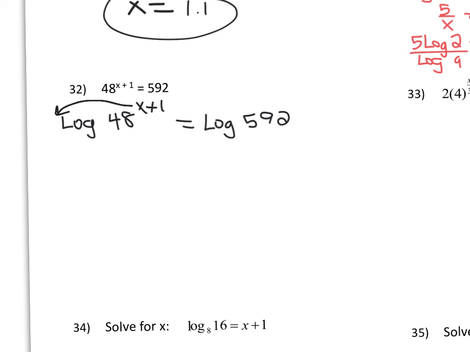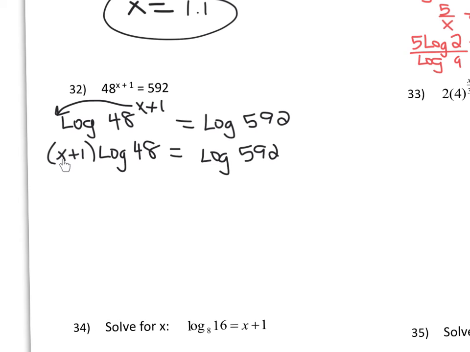Okay, so when we do, make sure you put that actually in parentheses, because you want this whole thing times log of 48. Okay, and then I'm going to bring down the log of 592. Okay, so the only thing I did there was I took the exponent and brought it to the front of the word log. And I put it in parentheses to show that it's this whole expression times log of 48.